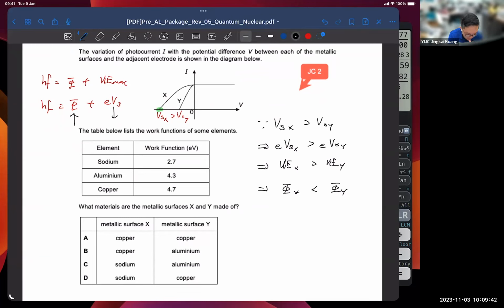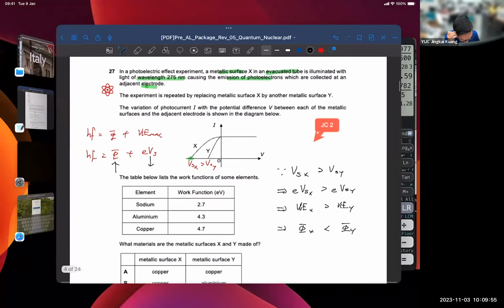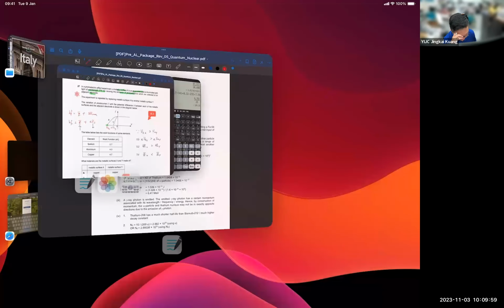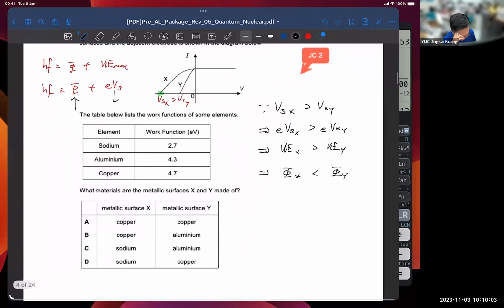Sodium to aluminium. Yeah, I did something wrongly. Yes. Answer for this one. I didn't give the answer for 27. I got the same problem as the copper to aluminium.